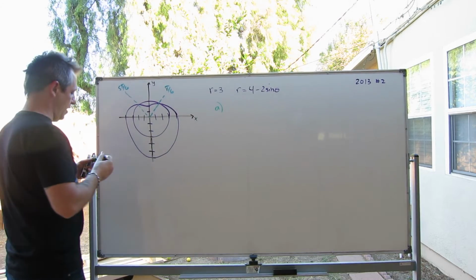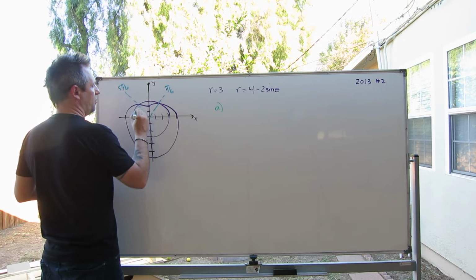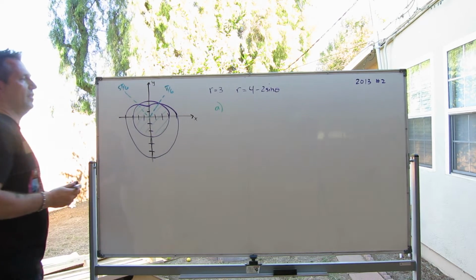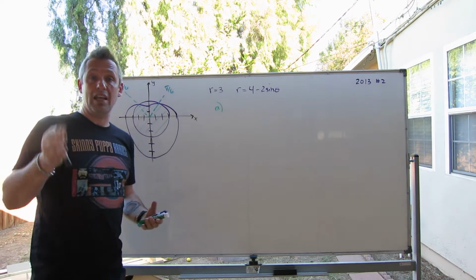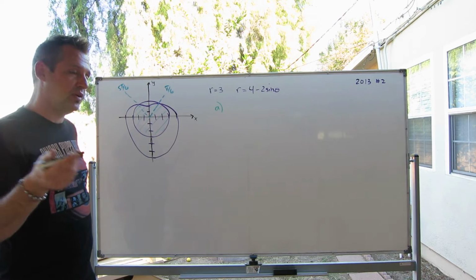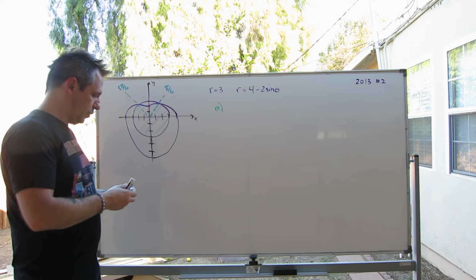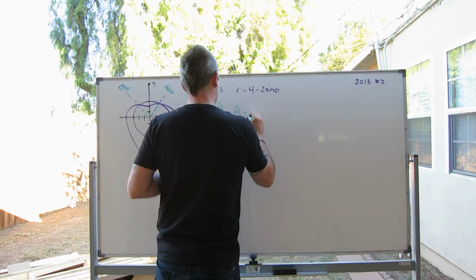Part A wants us to find the area contained in both of these at the same time. So it wants that area right there, and that's what we're going to find. This is a calculator allowed problem, so at some point I'm probably going to break out my calculator and use it here. So we want to find the green area in this picture.